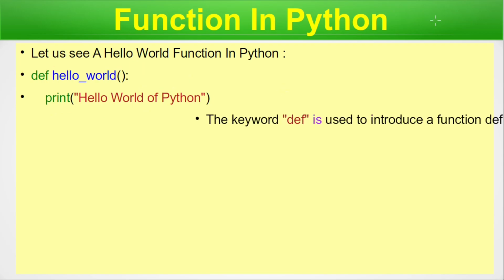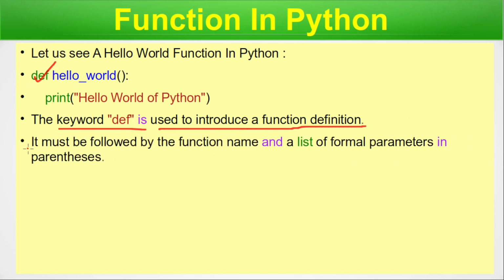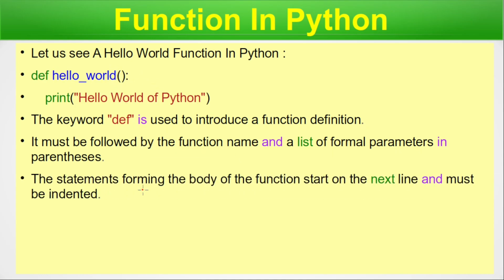In the next point, we will talk about the keyword def, which is used to introduce a function definition. As I have said, def defines a function. Next, it must be followed by the function name and a list of formal parameters in parentheses. There should be some parameters here. However, hello world doesn't need anything inside the parentheses, so it is left blank. The statements forming the body of the function start at the next line and must be indented.